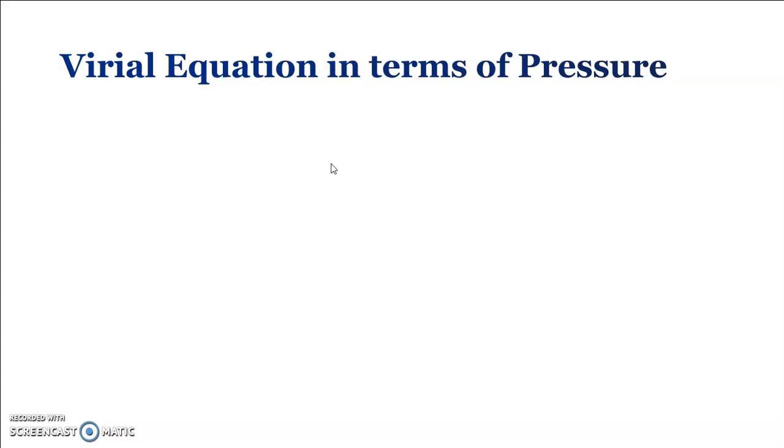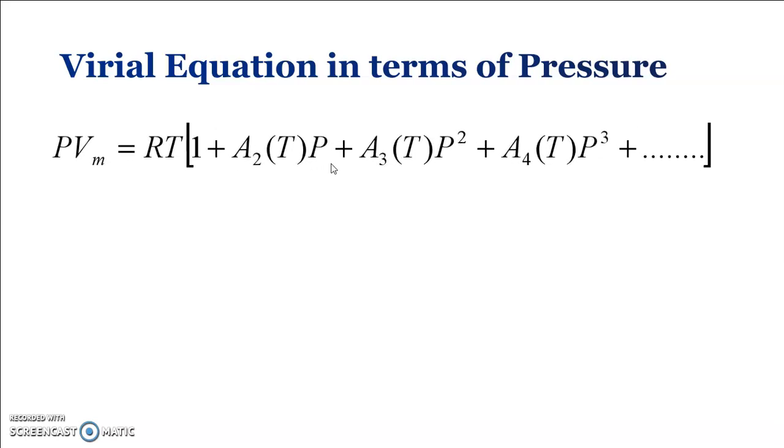The Virial equation can also be expressed as a power series in pressure by this equation. That is, we are changing the 1 by Vm square, 1 by Vm cube, etc. in pressure, as PV is a constant. Here, A2, A3, etc. are new temperature dependent Virial coefficients.